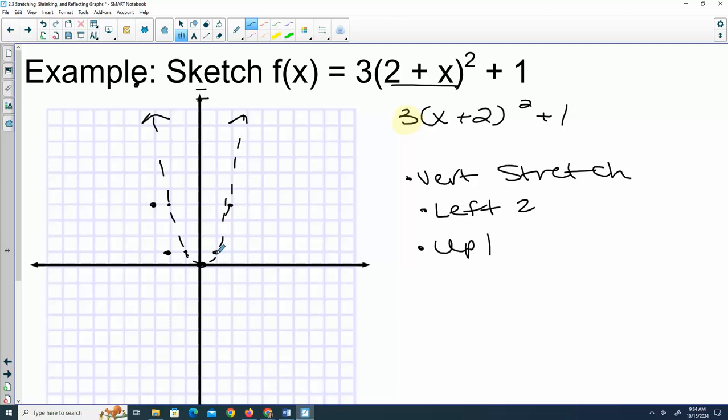Okay, this has a y value of 1. Times 3 is now at 3. Left 2, up 1. Can you tell what we have now? It is a much skinnier parabola that's been shifted over. Okay, make sure, again, minimum of 3 exact points there.